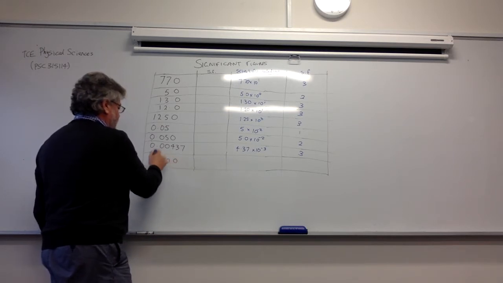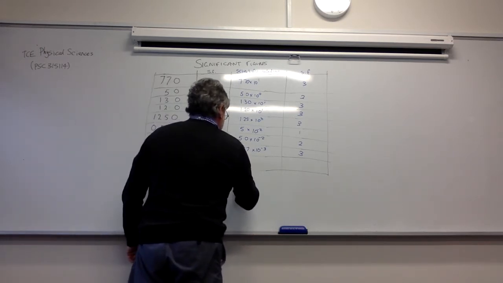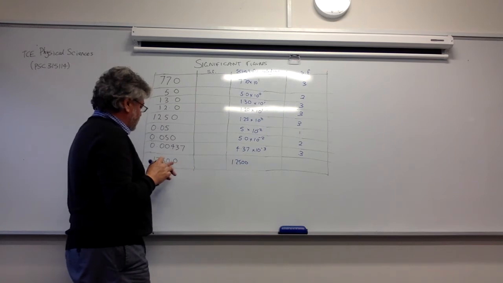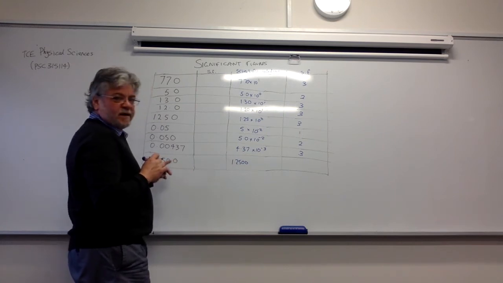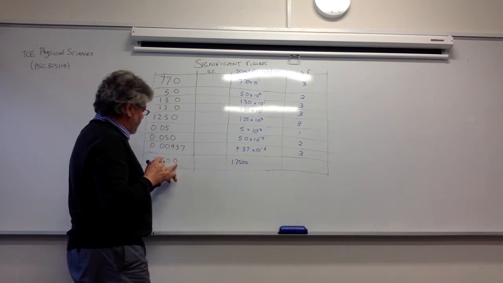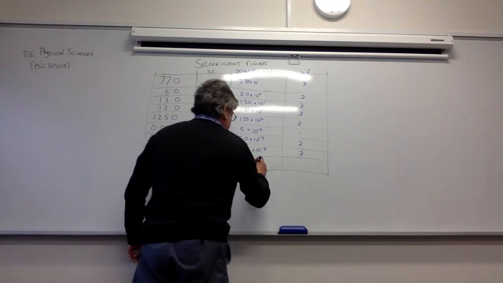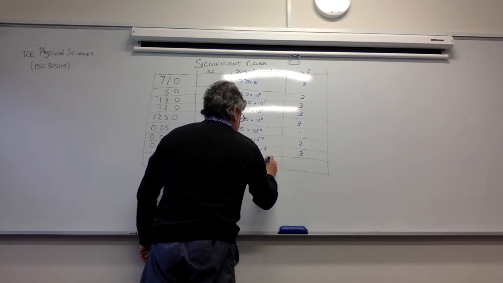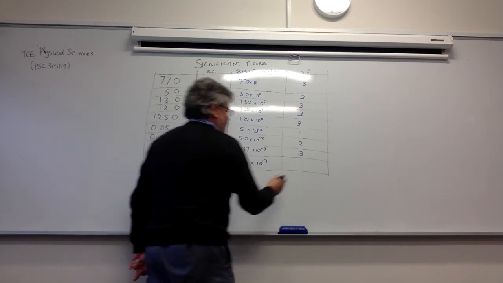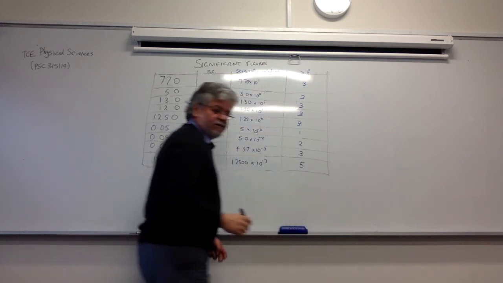We've got 1, 2, 3 jumps, so it's 1.2500. We've got to write everything because we do know that 0 after the decimal point, to the right of the decimal point, is holding in place. So that's times 10 to the minus 3. So this is actually 5 significant figures.